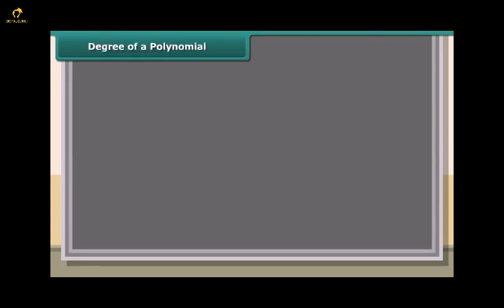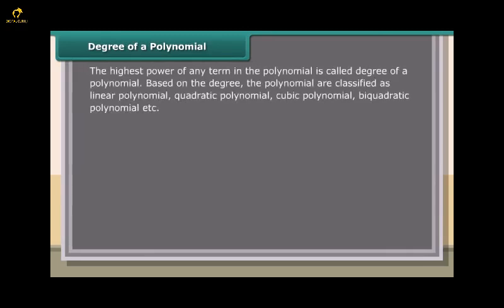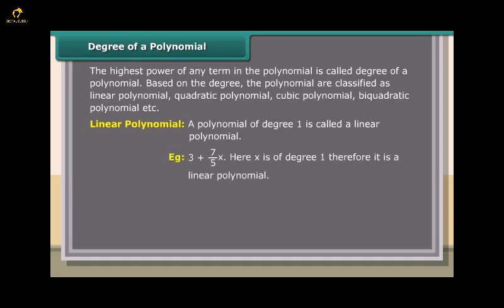Degree of a polynomial. The highest power of any term in the polynomial is called the degree of a polynomial. Based on the degree, the polynomials are classified as linear polynomial, quadratic polynomial, cubic polynomial, biquadratic polynomial, etc. Linear polynomial. A polynomial of degree 1 is called a linear polynomial. Example, 3 plus 7 upon 5 x. Here x is of degree 1, therefore it is a linear polynomial.